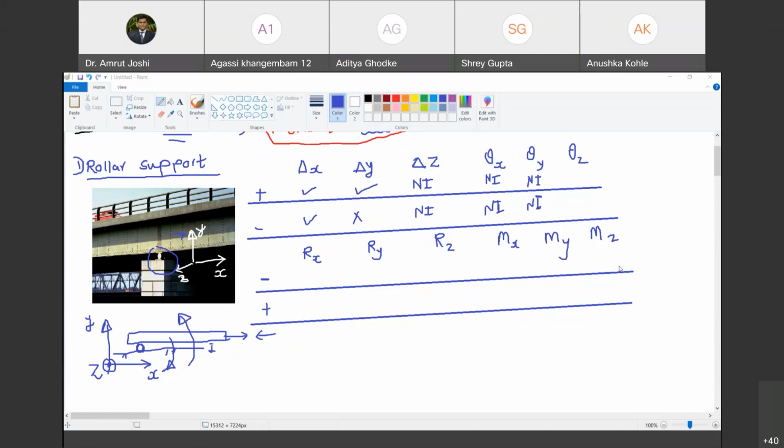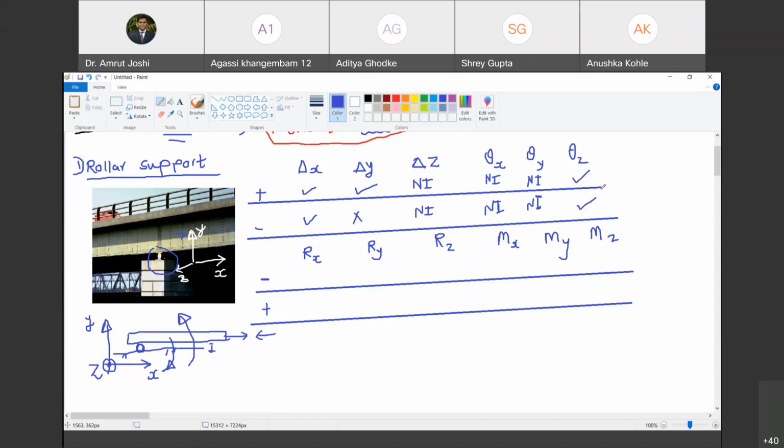So clockwise and anti-clockwise, both the rotations are possible. Do you agree with me? Yes, sir. So therefore, when you talk about rotation about z-axis for such kind of support, that rotation is freely possible in positive sense as well as in negative sense. That means in anti-clockwise sense as well as in clockwise sense about that support.